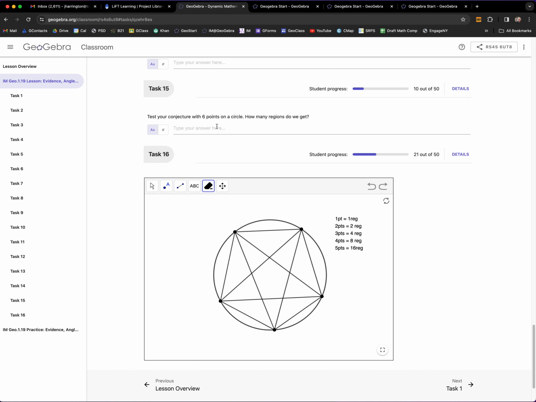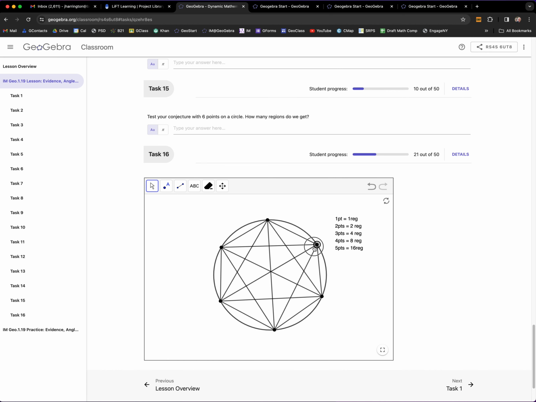All right, so now, so that was our conjecture. Test it with 6 points on a circle. Here we go. We just have to put another point in here. So here we go. Now we got this, here, here, here, here, here, and that's it. Here, let's move. Can I move some of these points around? Yeah, make it even out. There we go. Okay, so easier to count this way.